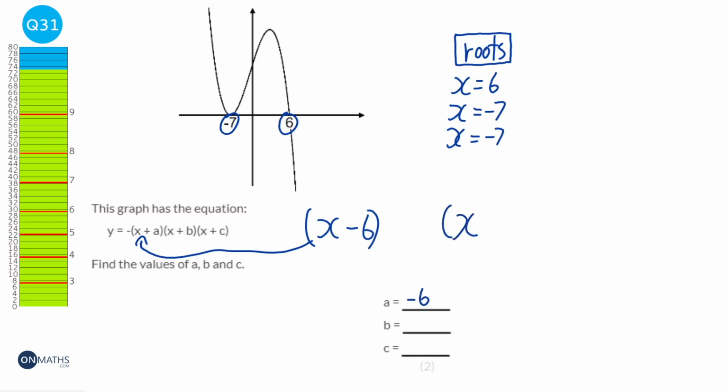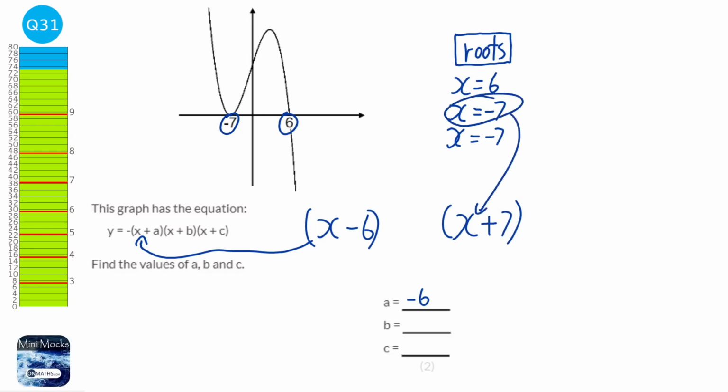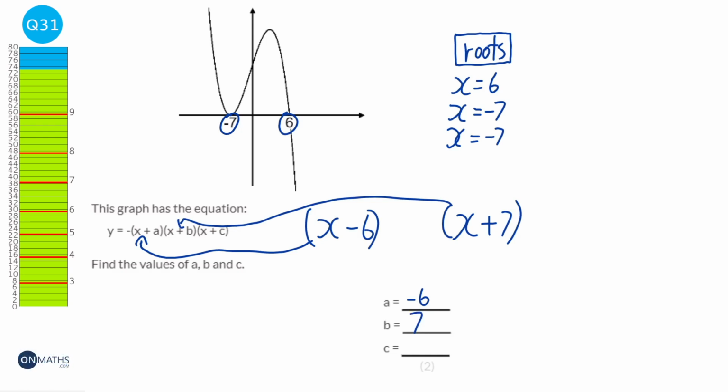So what does b have to be? Well, if that's -7, if we put b as +7, then when we substitute in this -7 into the x, we get -7 plus 7, which is 0. So if b is +7, then the whole thing will be 0 at x equals -7. And for the c, we're looking at that last root. Again, it'll be the same, won't it? It'll be x plus 7.